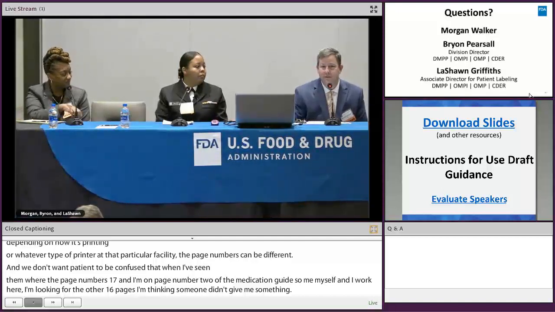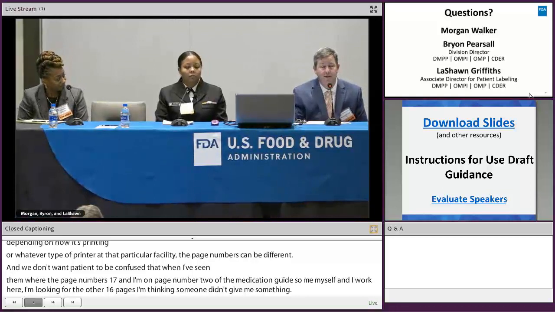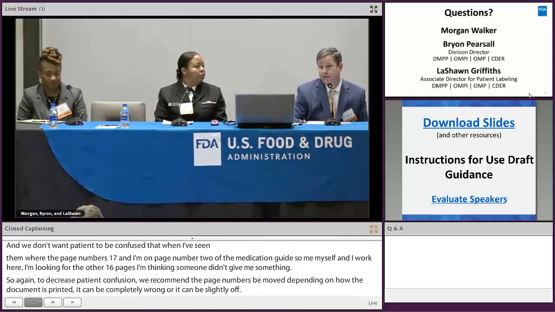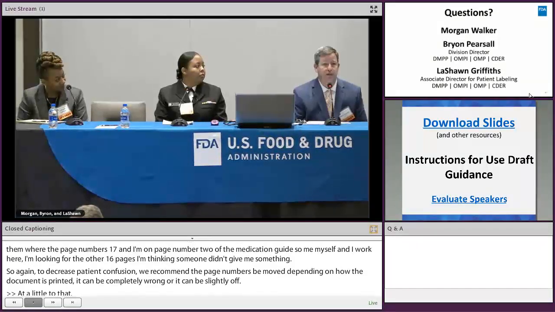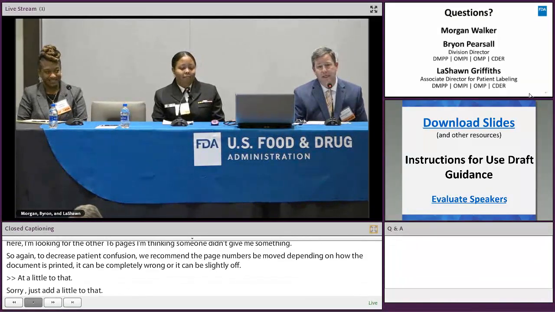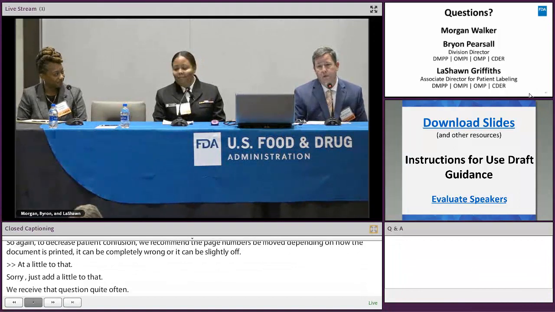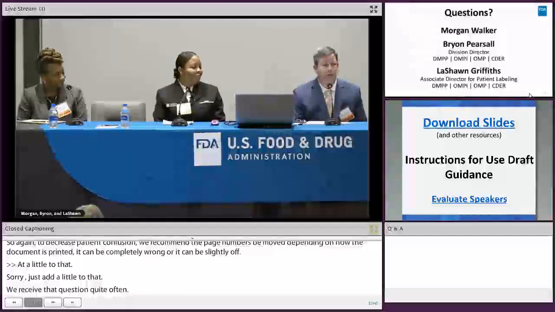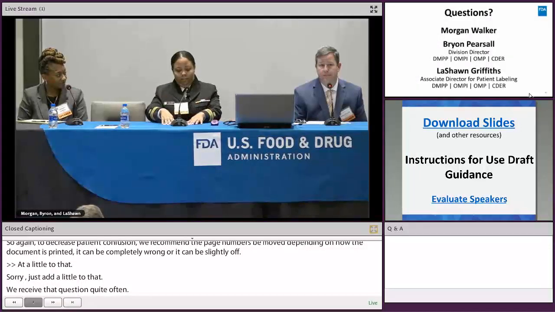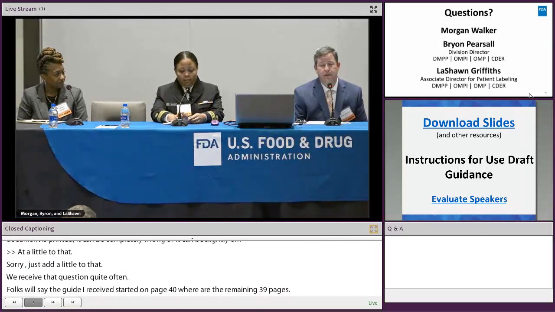Just to add a little to that, we actually receive that question quite often, and folks will say, the med guide I received started on page 40. Where are the remaining 39 pages? So it's kind of common, and really the other 39 pages are the prescribing information that preceded it. So it's just that the numbering may not be clear for the patient when they receive the document.